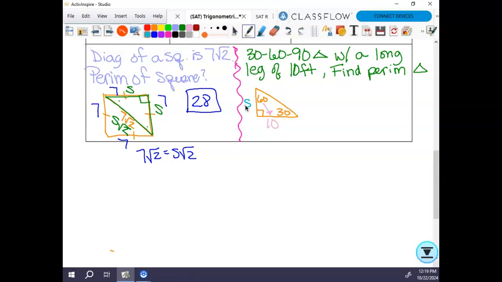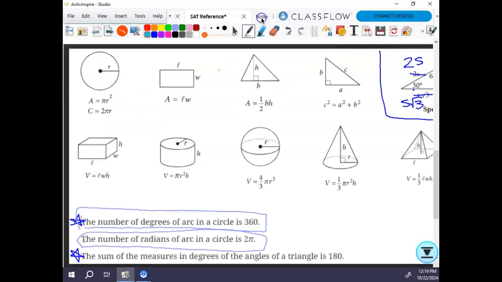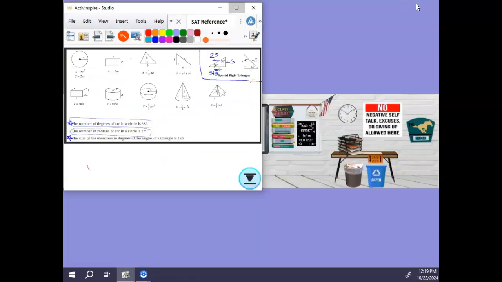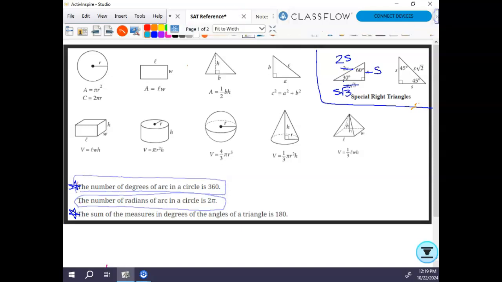So if that's the short leg, then when I look at my reference materials, oh goodness, what is going on here? I don't know why sometimes when I open things it just doesn't. Well, you know.